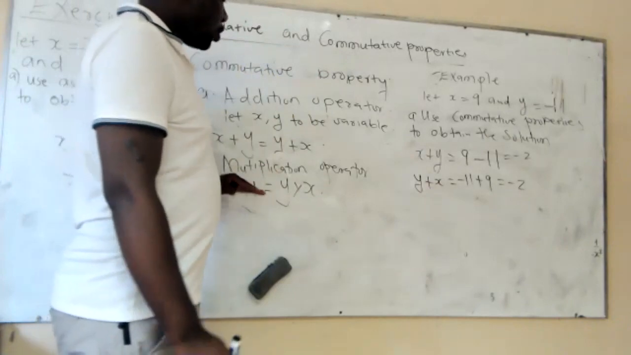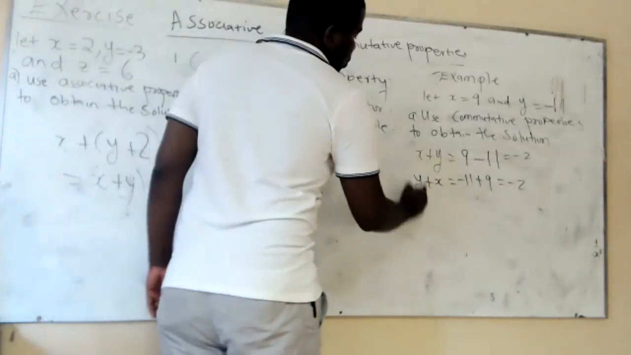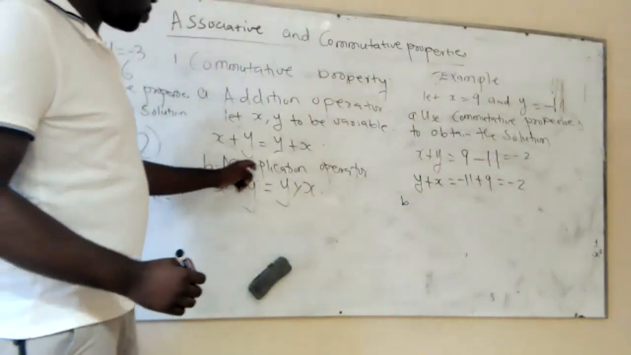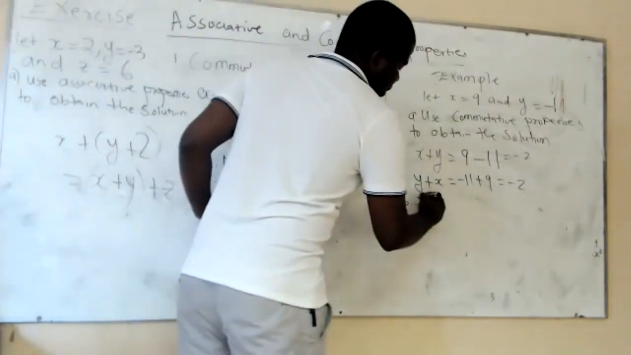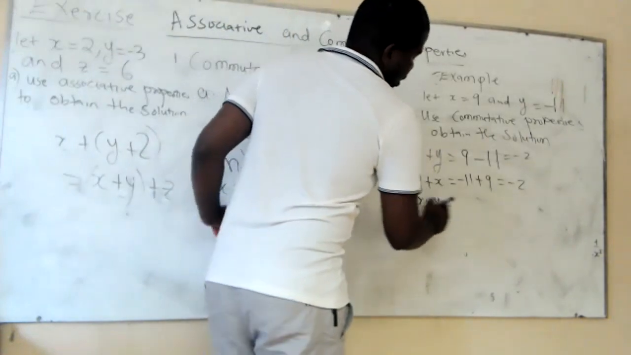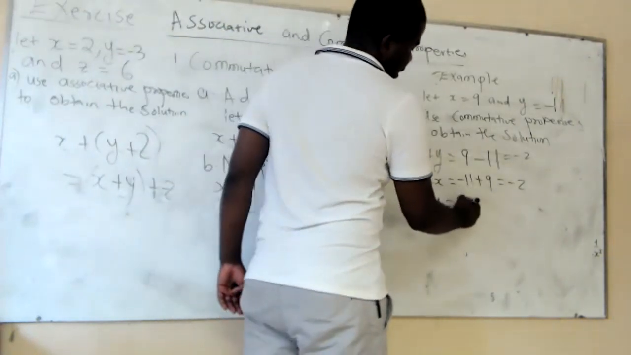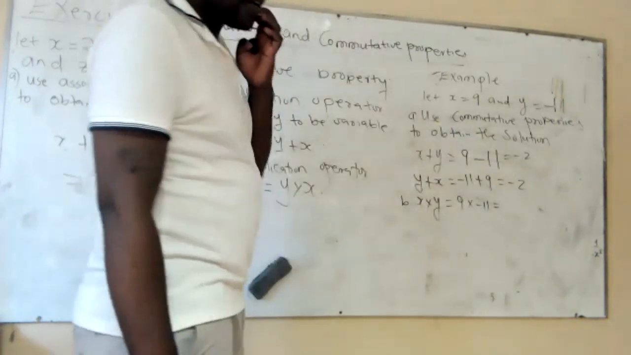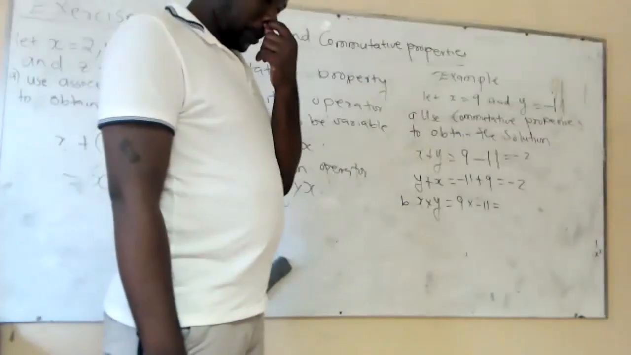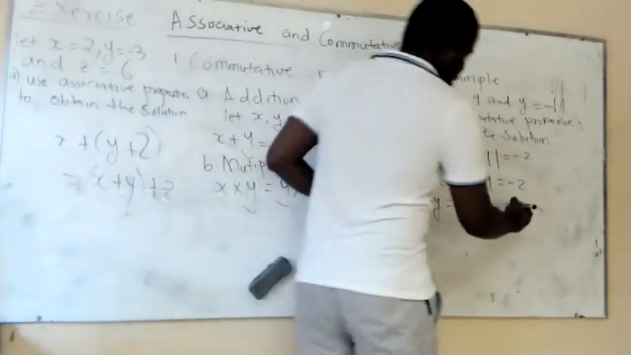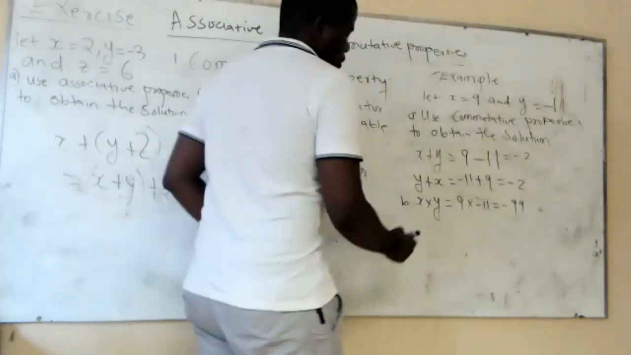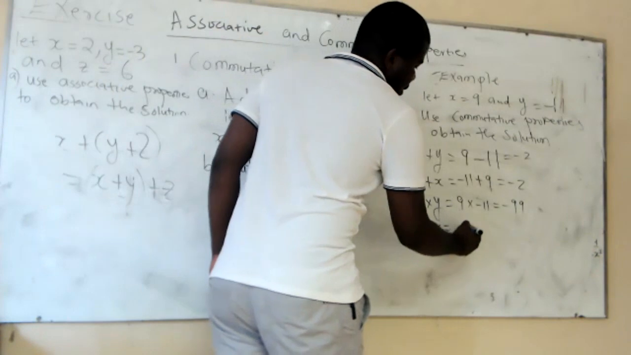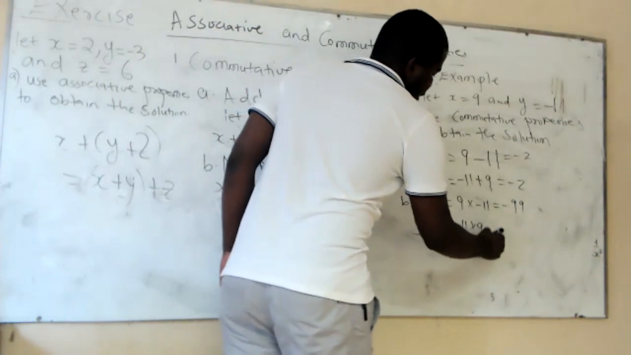So we also have to test the same principle on the second operator, which is multiplication in this case. So we start by multiplying x and y, wherein x is given by 9 and y is given by negative 11. What is 9 multiplied by negative 11? Negative 99. Which must be the same as multiplying y and x, which in this case is negative 11 multiplied by 9.